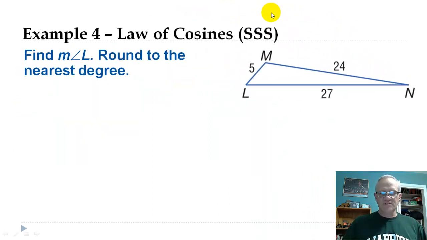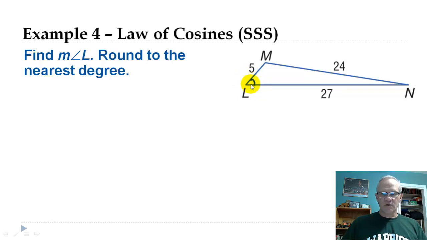Okay, now this time it's slightly different because we have side, side, side. We have all three sides. But what it's asking for here is to find the measure of angle L. So we're trying to find this angle right here. Okay, well, Mr. Anderson, what do I do now? Well, if we're trying to find the measure of angle L, remember we started with the angle on the other one because we're going to have to take the cosine of that angle. Well, this is the angle we want to find, so this is the one we're going to start with.